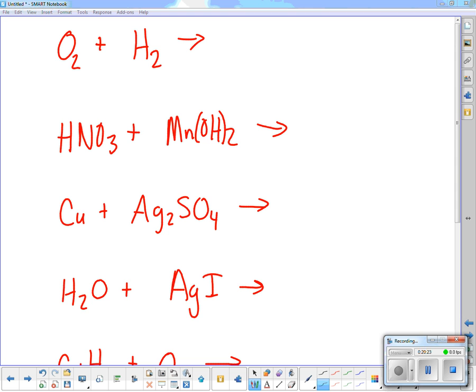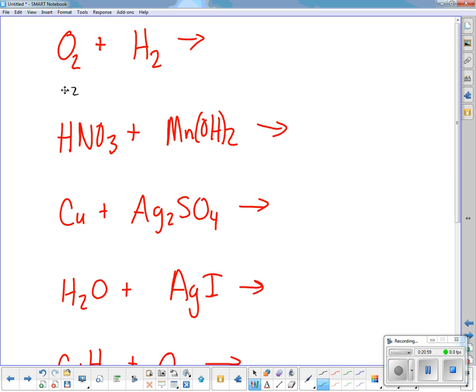Number 1. This is now the section where it gives you the reactants, and you need to find the products. How many have heard of FOIL in math? First, outside, inside, last. In chemistry, we get rid of the first and the last, and we just say OI: outside, inside. So on this first one, where is oxygen? Oxygen's 2 away from being a noble gas, so when it combines, it's going to be a -2 charge.